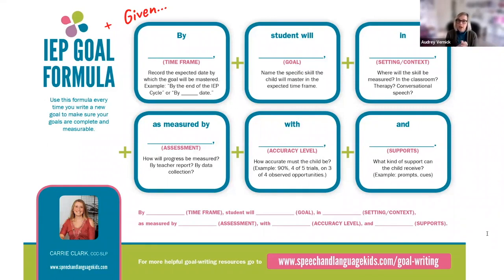A couple comments in the chat. On parent and student input, someone said sometimes it really pushes the team to be creative to get student input. For example, my child really wanted to play soccer with her friends at recess. Her physical therapist figured out a way to write a goal to work on that, which was cool. I love that.